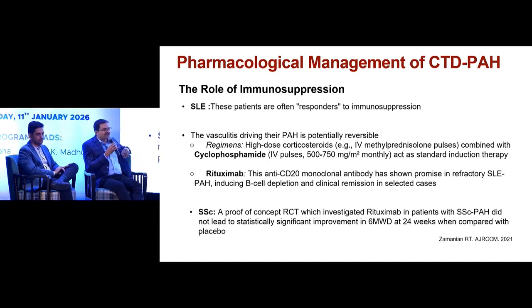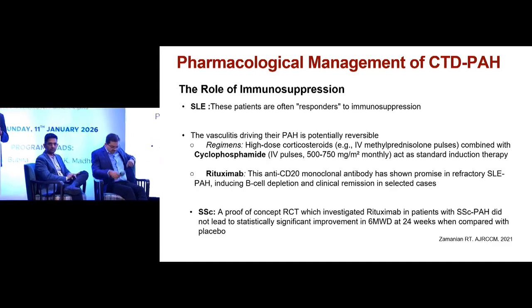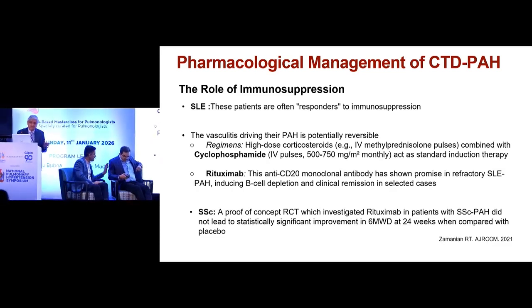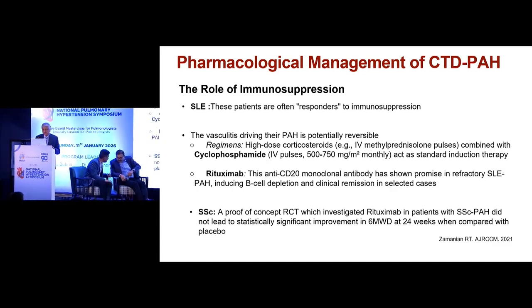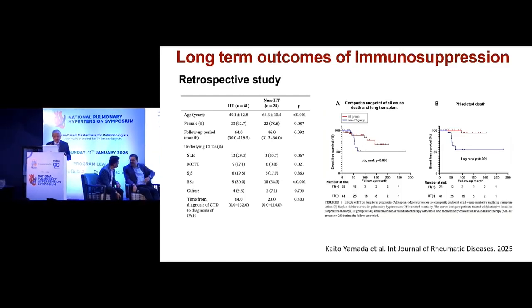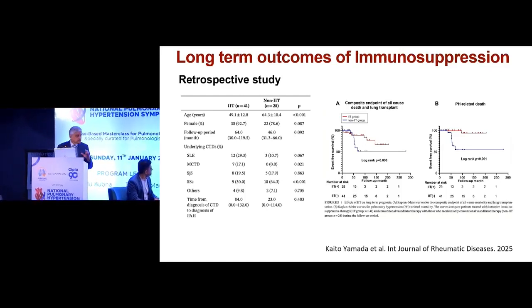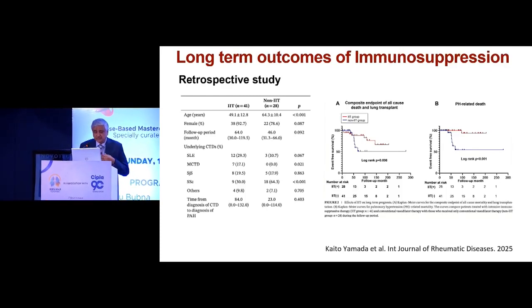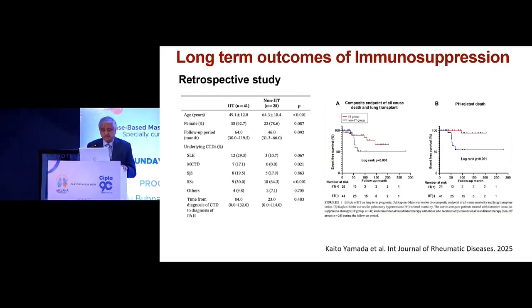MMF has not yet shown that kind of benefit. So I think the data predominantly is high-dose steroids and cyclophosphamide. Some data emerging as far as rituximab is concerned. More data as far as SLE is concerned. For scleroderma, the data is less. But as you mentioned, there is a paper published this year, which is a retrospective study which looked at the data of intensive immunosuppressive therapy.